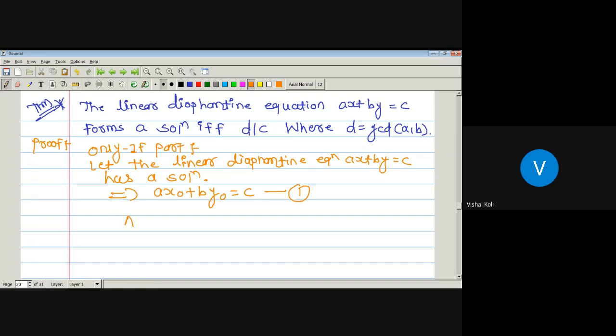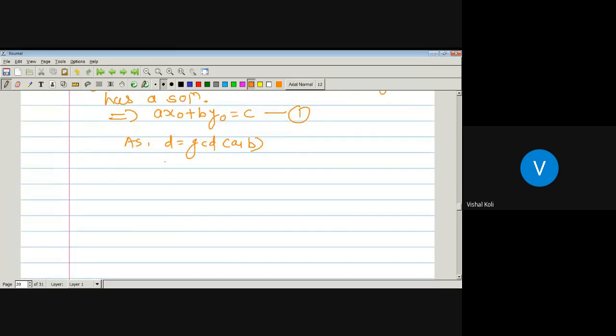As d is the GCD of a and b, we have to prove that this GCD must divide c. As d is the GCD of a and b, it divides a and it divides b also. As it divides a and b, then by the definition of divisibility, there exist integers r and s such that a can be written as d into r and b can be written as d into s, where these integers r and s are relatively prime. Now put the value of a and b.